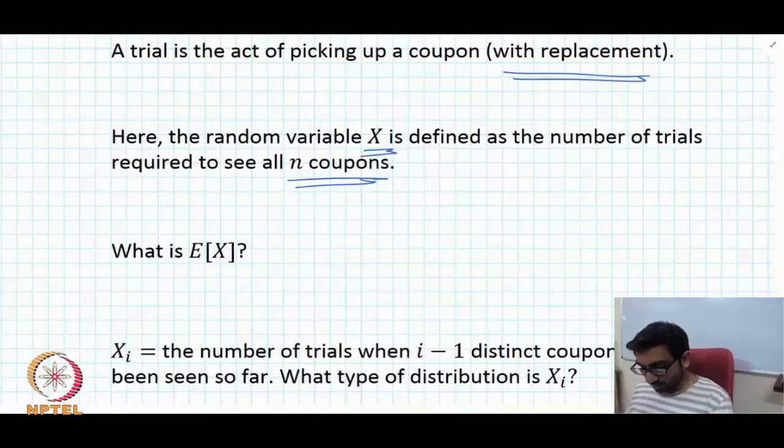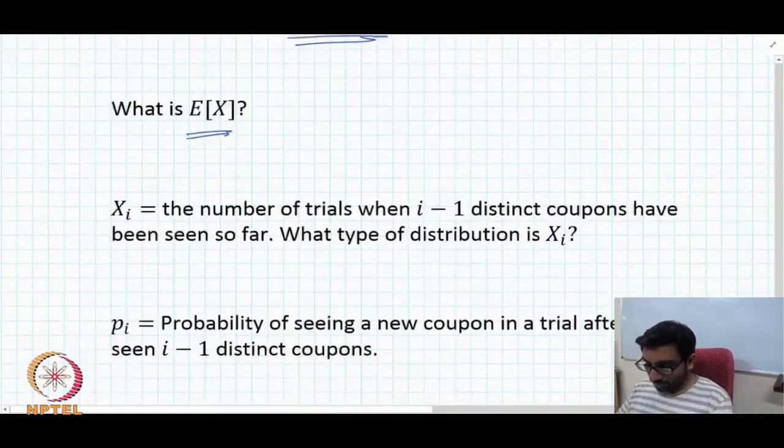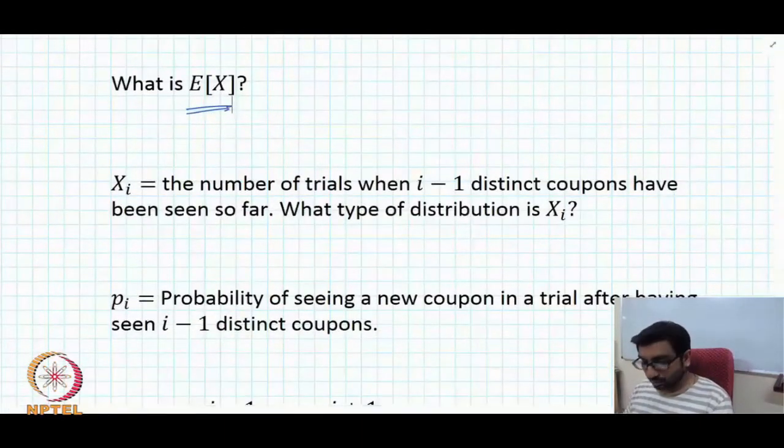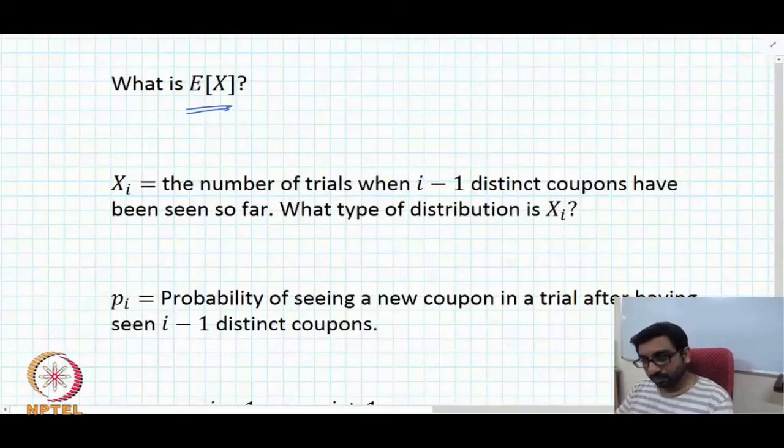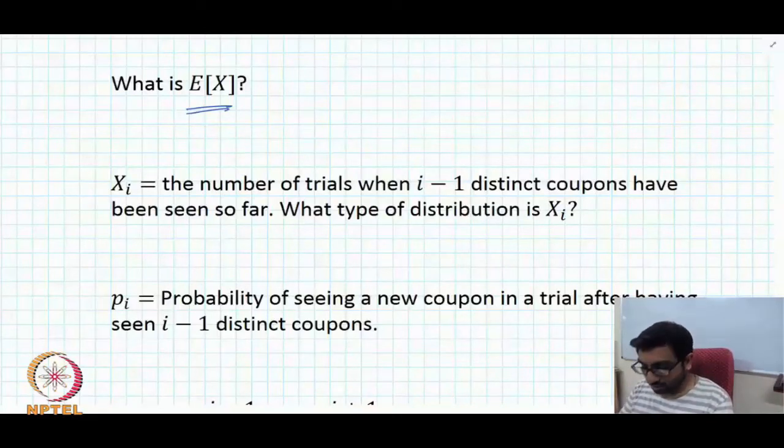And what is the expectation of this random variable? Again, we're going to use linearity of expectation, and for this we have to decompose the random variable x into component xi's in the appropriate way. Here's how we're going to do it. Xi is going to be the random variable that denotes the number of trials when i minus 1 distinct coupons have been seen so far.